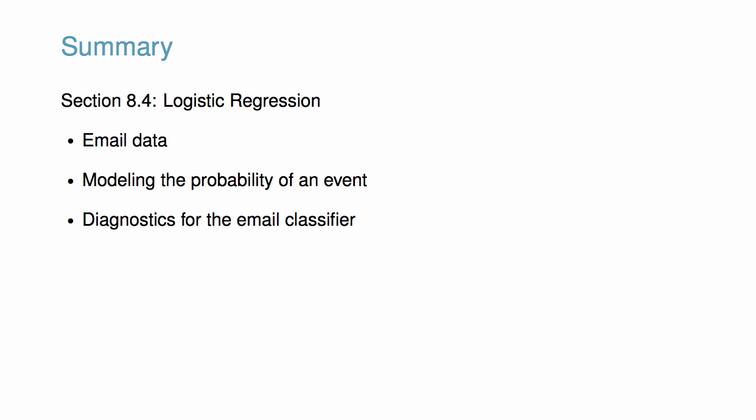Our goal in this video was to think about a model for determining whether an email was spam or not. Along the way, we were introduced to logistic regression, which is a helpful tool when the outcome variable is binary. We also reviewed the necessary assumptions for logistic regression and discussed possible diagnostic approaches.